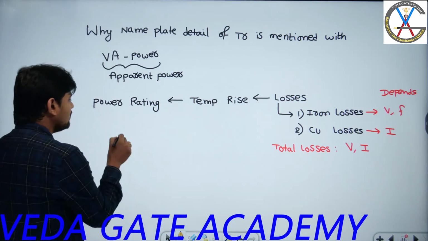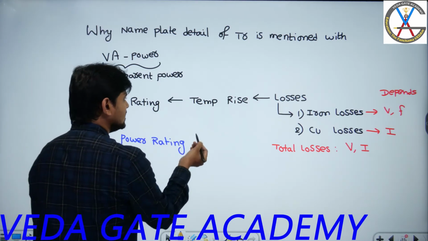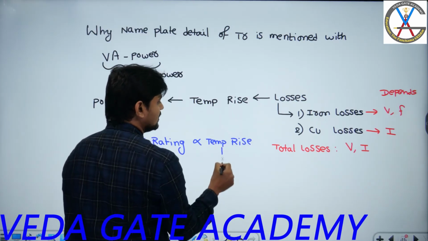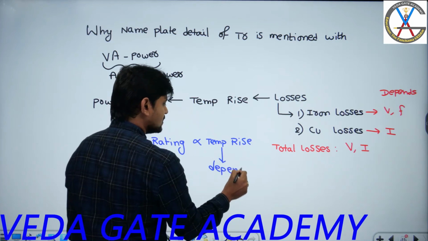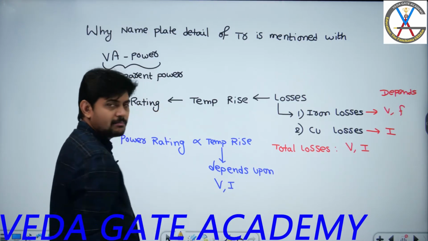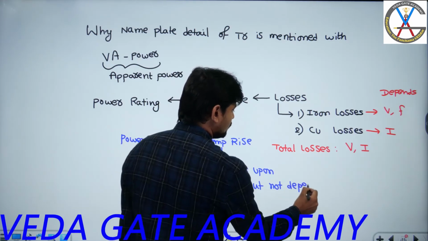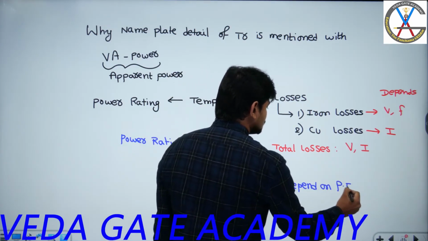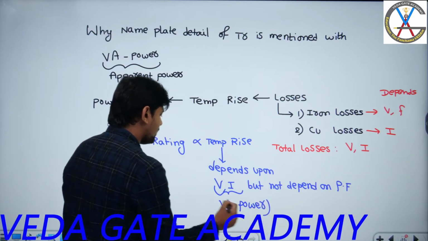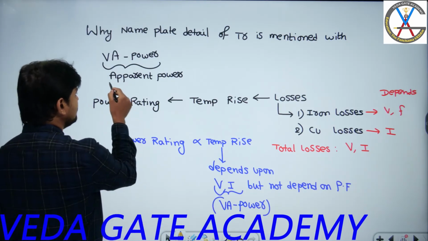So that is the reason the power rating of the transformer is directly proportional to the temperature rise inside the transformer, and this temperature rise depends upon the voltage and current, but not on the power factor. This voltage and current means volt ampere power. So always the power rating of the transformer is indicated as volt ampere power. That means we indicate it with apparent power.